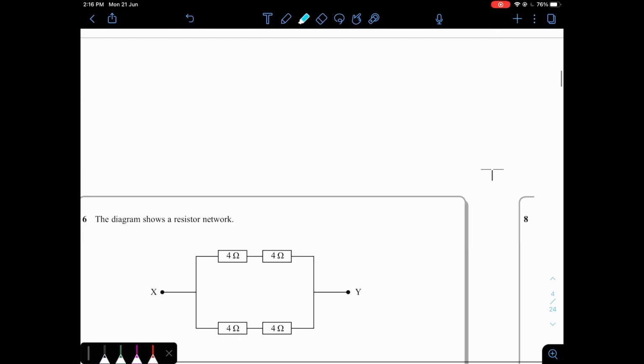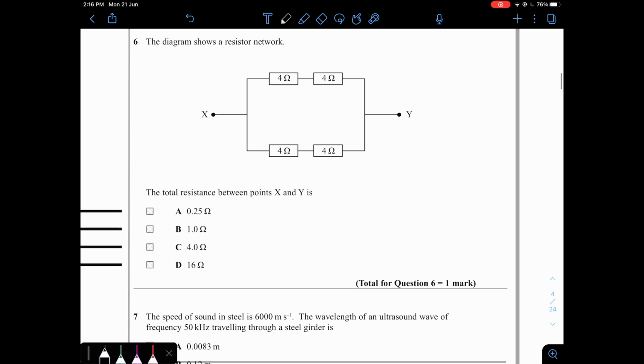All right. Question number 6. The diagram shows a resistor network. The total resistance between points X and Y is what?